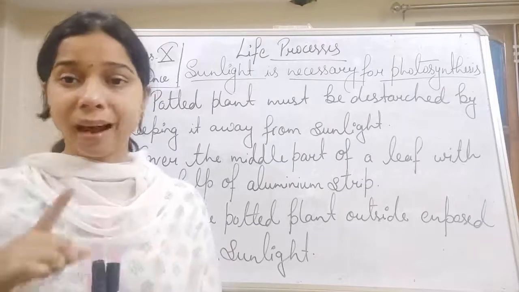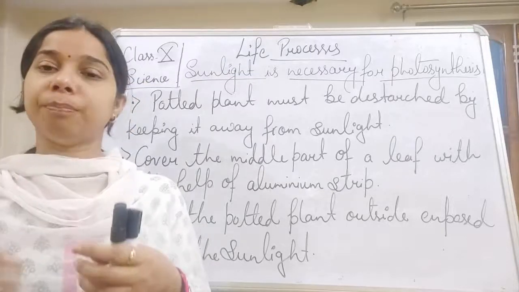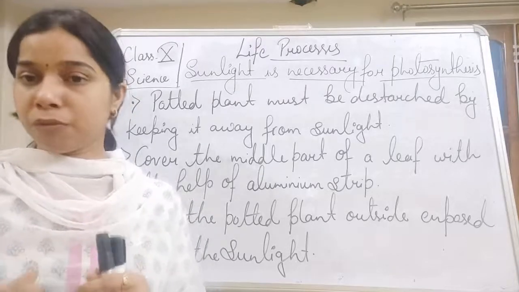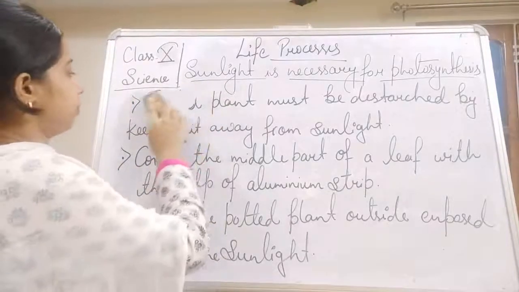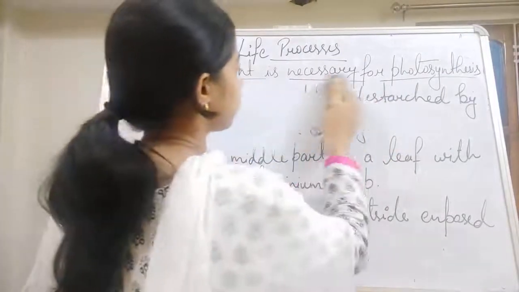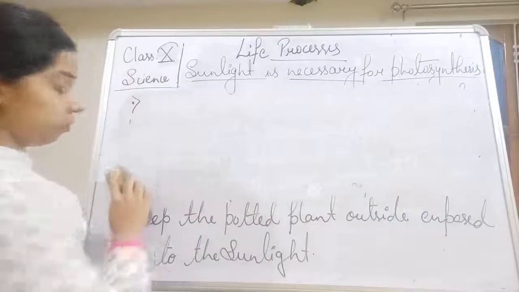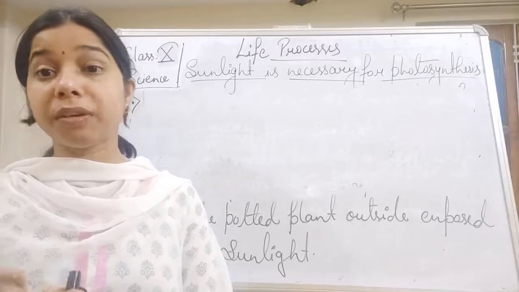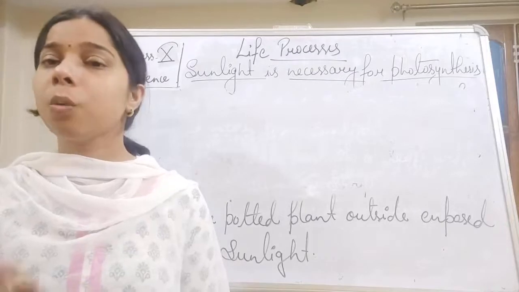After that, we will pluck the leaf which we had covered with the aluminium foil. So we will take that particular leaf. Now after plucking the leaf, student, we will boil that particular leaf in boiling water. Why will we do that?